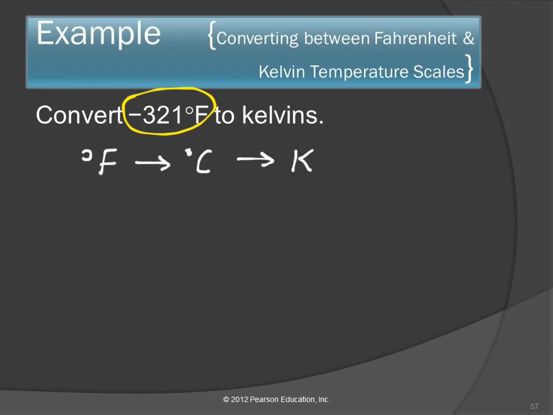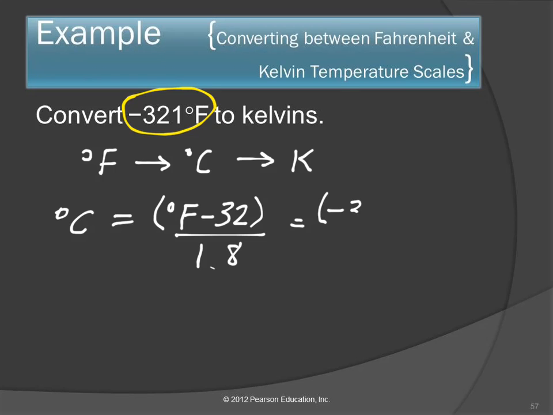I'm going to take my Fahrenheit temperature and convert it to Celsius using the equation. Then I'm going to take the Celsius temperature and convert it to Kelvin using the other equation. So Fahrenheit to Celsius, degrees Celsius equals degrees Fahrenheit minus 32, that quantity divided by 1.8. So in here I'm going to put my minus 321 and minus 32 and divide by 1.8. Be careful with those minus signs.